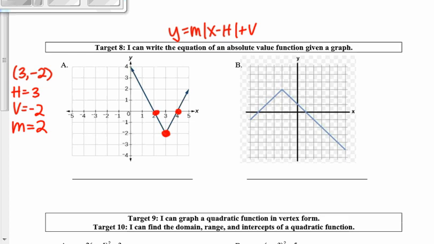So I'm going to fill all this into that equation I wrote up at the middle top. Y equals slope is 2. Switch the H, so it's x minus 3, and then V.